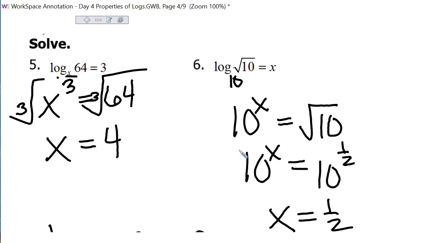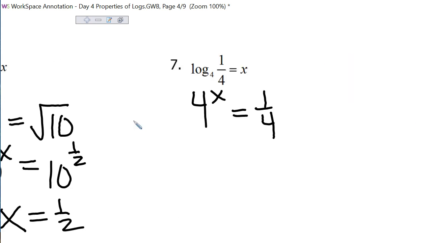Number 7, again, convert to exponential form. So for number 7, what is the base? 4. What is the exponent? X. And what's the answer? 1/4. Now, if x is an exponent, try to get a like base. So what is the like base between 4 and 1/4? 4. So 4 to the x is good.